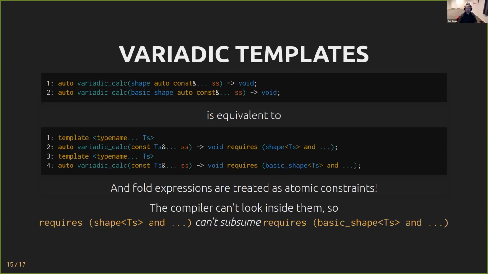If I expand out the terse syntax here and put a manual requires in, the requires becomes sort of like a fold expression. And it turns out, annoyingly, that fold expressions are treated as atomic constraints. Because of that, one fold expression can basically never subsume another fold expression unless it's identical. So in this case, they're obviously not identical, and the compiler can't look inside them, even though we know that the shape fold expression subsumes the basic shape fold expression. But the compiler is not allowed to do that, at least not yet.